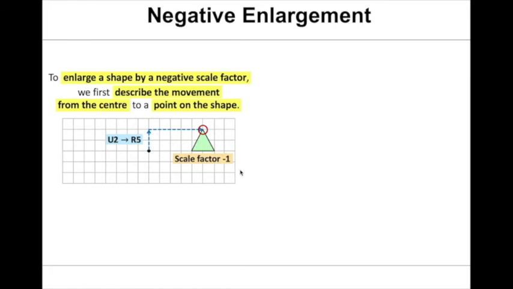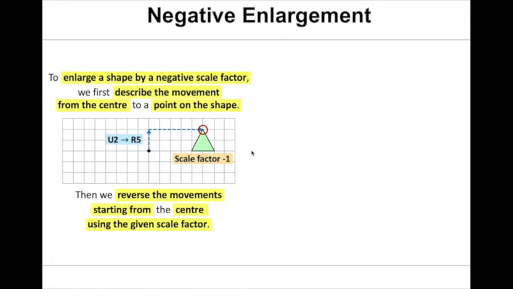And here's given the scale factor of -1. That means we reverse the movement beginning from the center of enlargement. So that becomes down by 2 units, right? Because initially it was up, so you go down by 2 units, and you go the opposite by 5 units. So we reverse the movement. So that's how we do negative enlargement. So let's take a look at the complete examples.